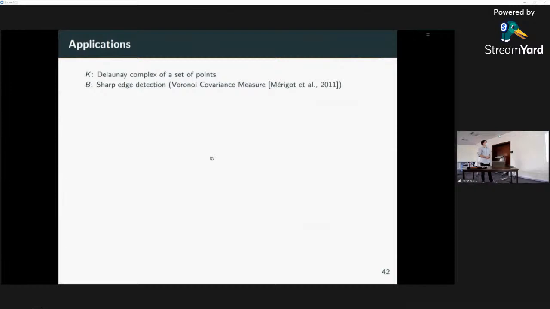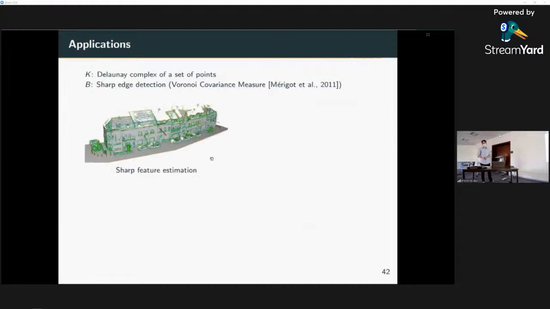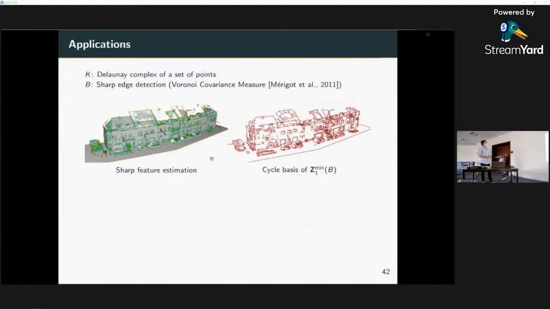This allows to create a nice application for open surface reconstruction, where the boundary would be difficult to define. So in this example, we use the Delaunay complex of a set of points, and we use a sharp edge detection. In practice, we use a Voronoi covariance measure to tag a set of points in the point cloud as being sharp. So once we create from this set of points the subcomplex B, we can compute a cycle basis of this subcomplex, which kind of gives a wireframe view of the scene we're trying to reconstruct.